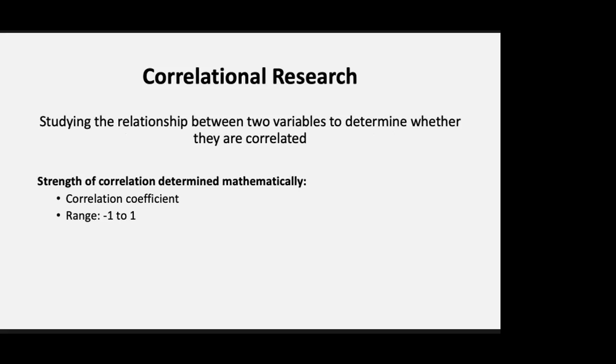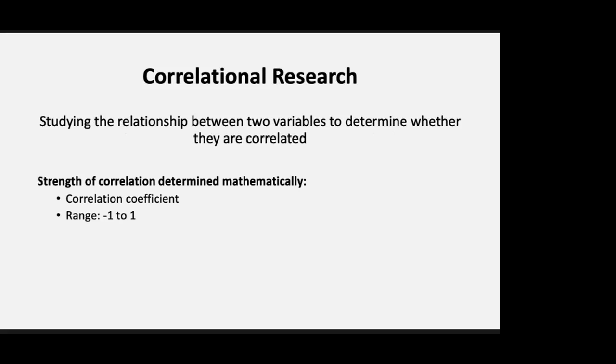It ranges from -1 to 1. You do not have to know all of the in-between and all of the nitty-gritty of the correlation coefficient. I just want you to know that when we're doing correlational research, we measure it with a correlation coefficient that gives us the level or the strength of relationship our variables have. And the range can be -1 to 1.